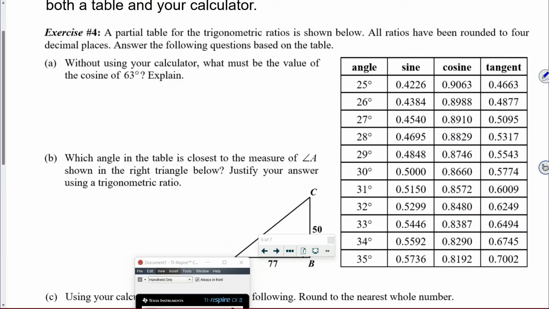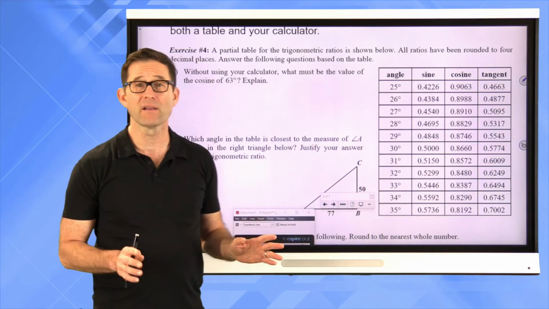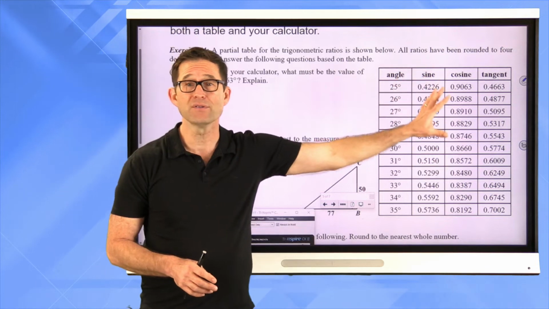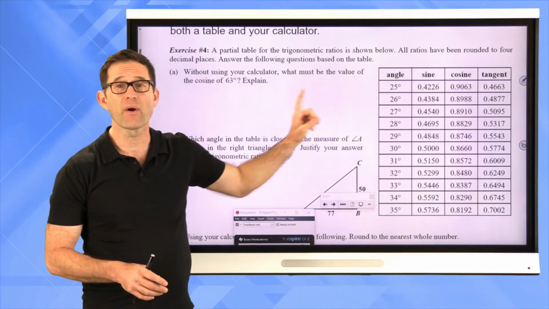Let's take a look at exercise number 4. A partial table for the trigonometric ratios is shown below. All ratios have been rounded to 4 decimal places. Answer the following questions based on the table. Letter A, without using your calculator, what must be the value of the cosine of 63 degrees? Explain.